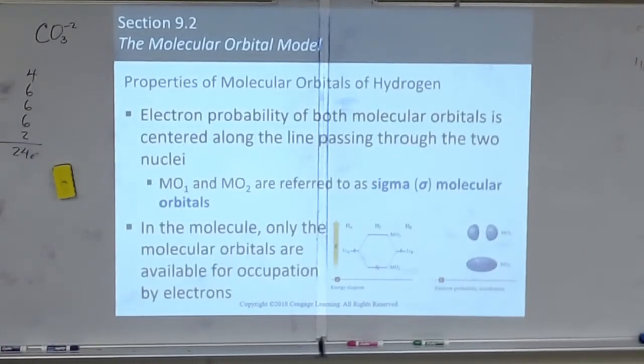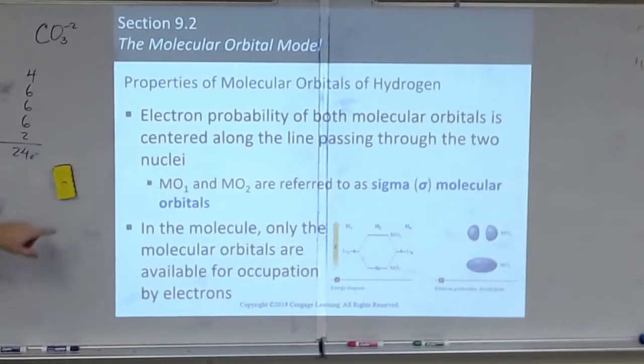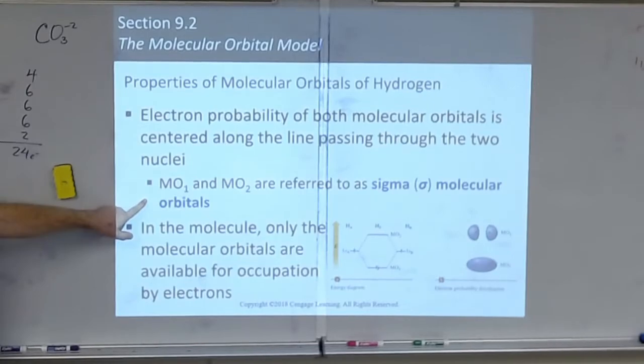All right. So the properties of electron models, molecular orbitals of hydrogen: there is a probability that both the molecular orbitals are centered around the line passing through the two nuclei. All right? That's that sigma molecular orbital we just got finished talking about.